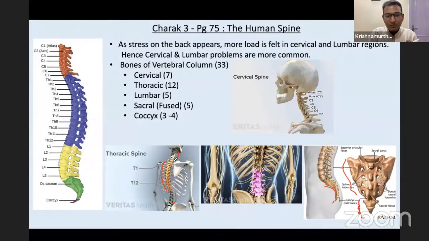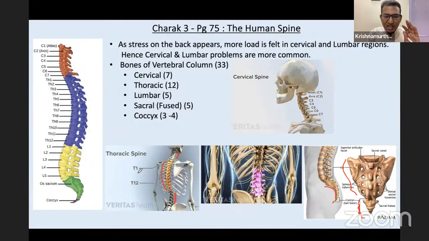So the main problems in the spine come in the cervical area, wherever there is no support. In the neck area you will get the problem, and in the hip area, the lower back, you will get the problem. And in some places, like sciatica and all, you will get it in the sacrum and coccyx.